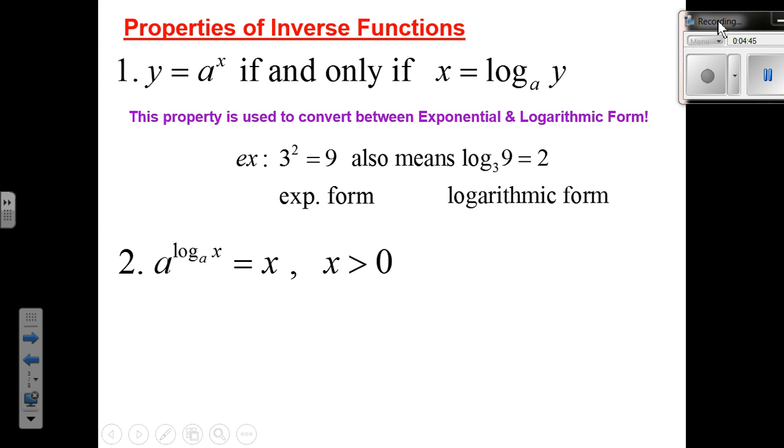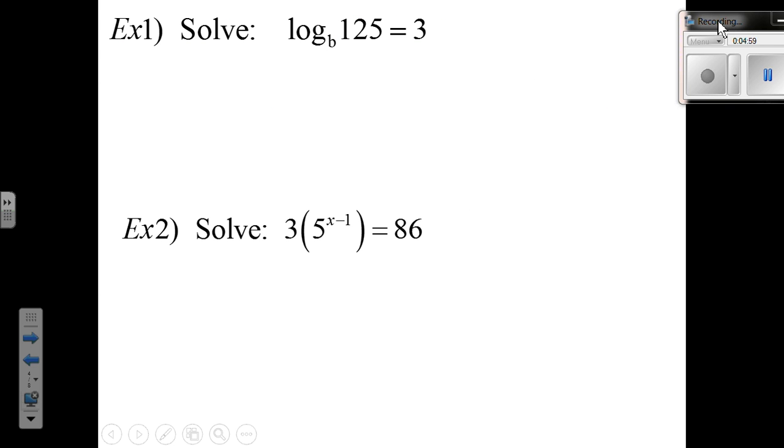All right, so some of the same rules that we talked about with natural log and e apply with any base. A to the log base a of x is equal to x, and vice versa, log base a of a to the x is simply x. So let's do some examples to remind ourselves how to solve logs and exponential functions.